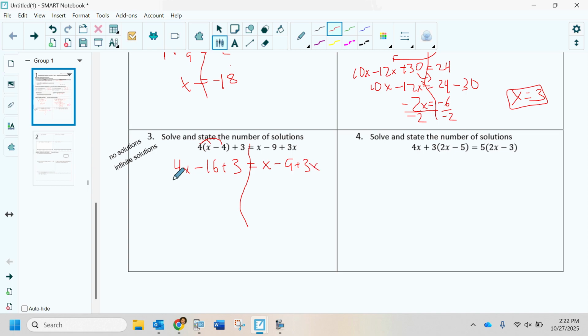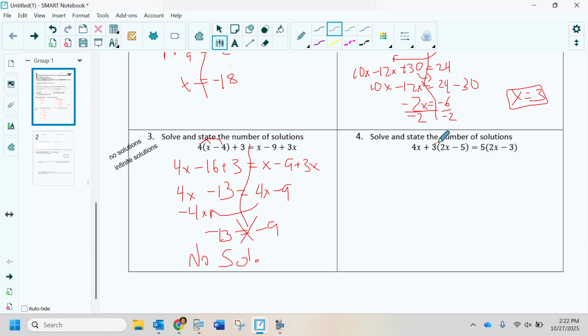Now we combine our like terms on either side. So we have 4x, and then this turns into minus 13 is equal to 4x and then minus 9. Move our variables first, so we subtract the 4x, get negative 13 is equal to negative 9. Is that possible? Nope. So our answer is no solutions.